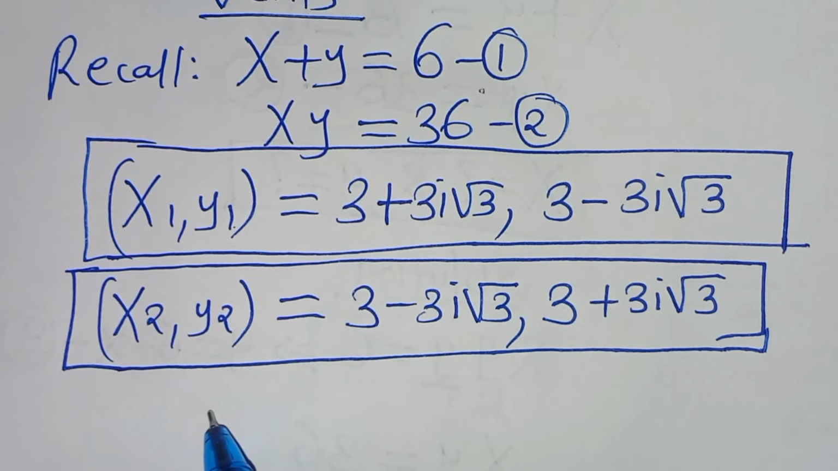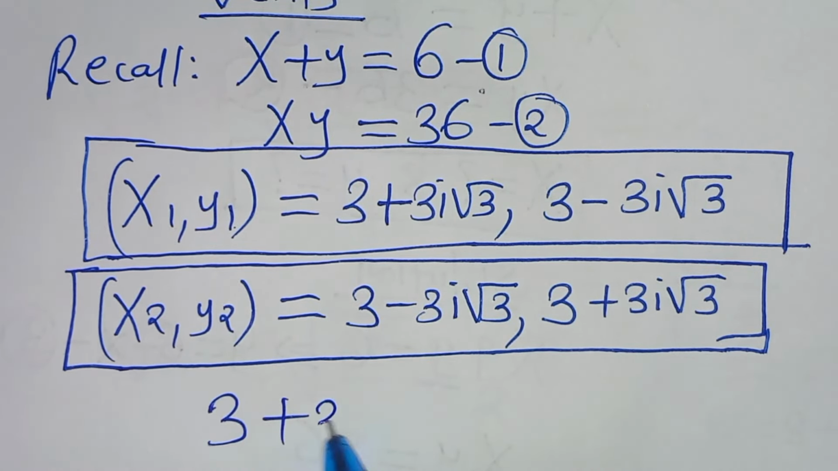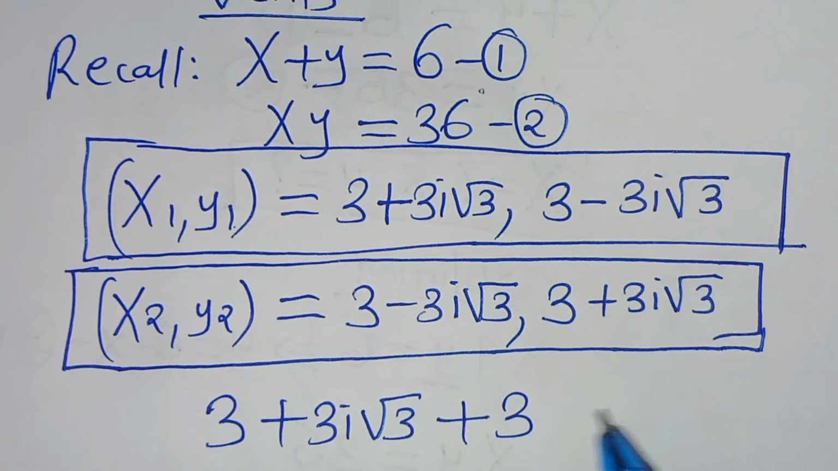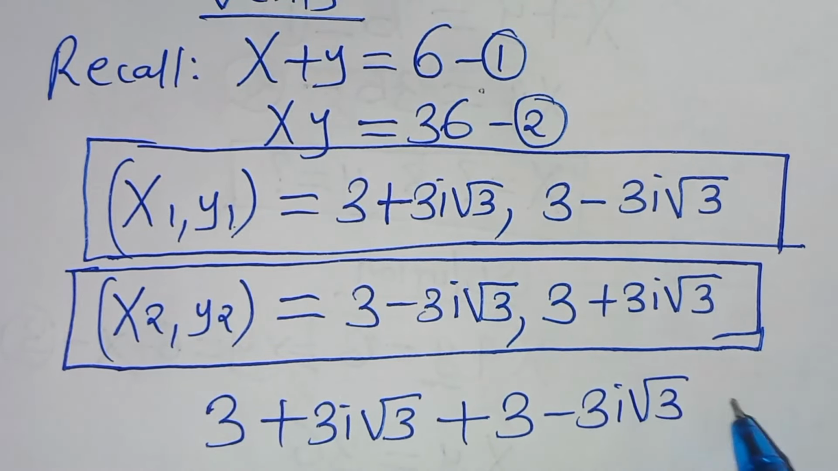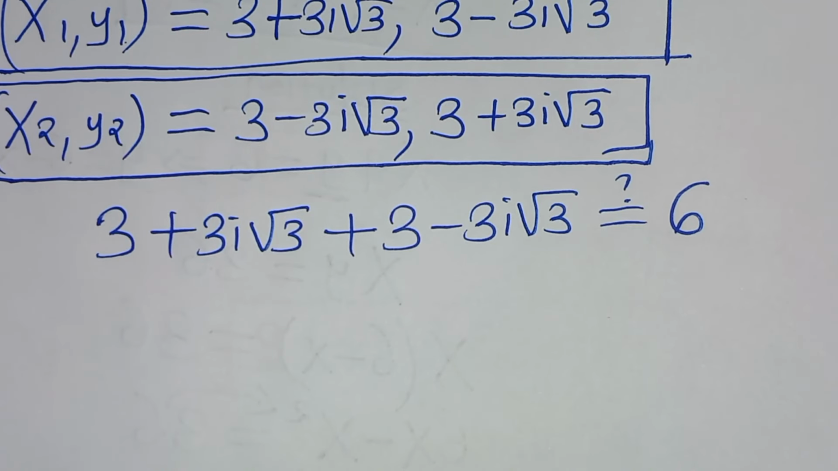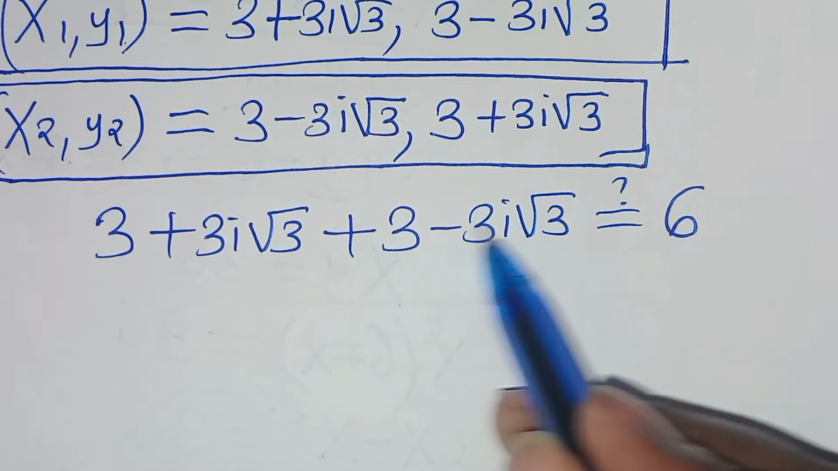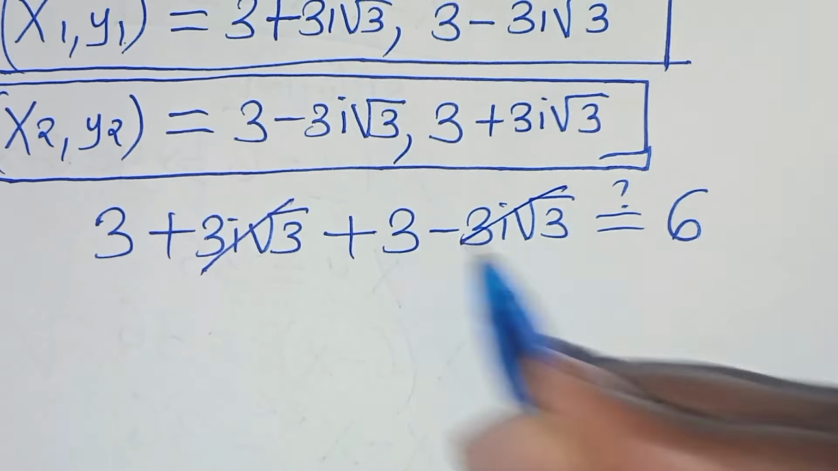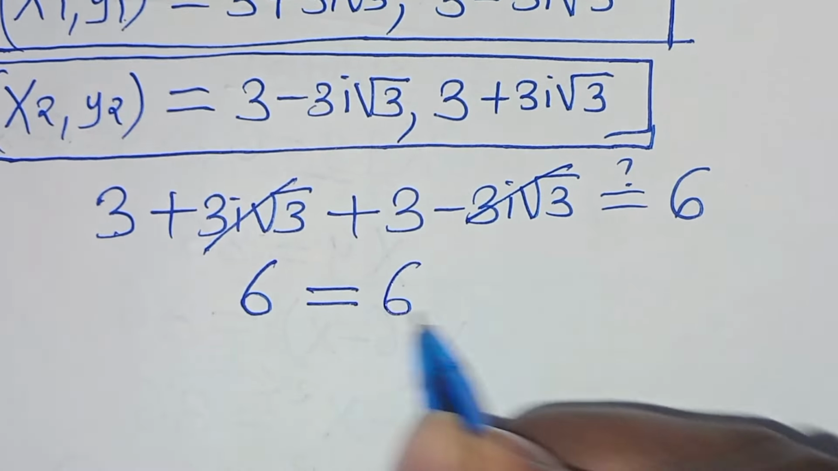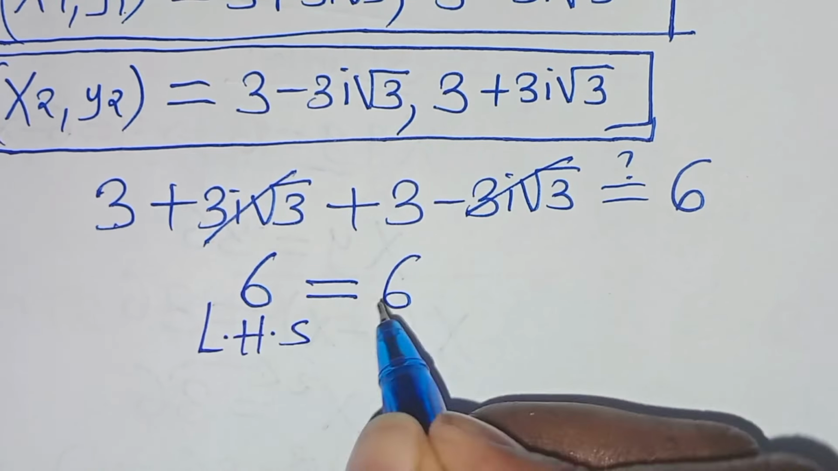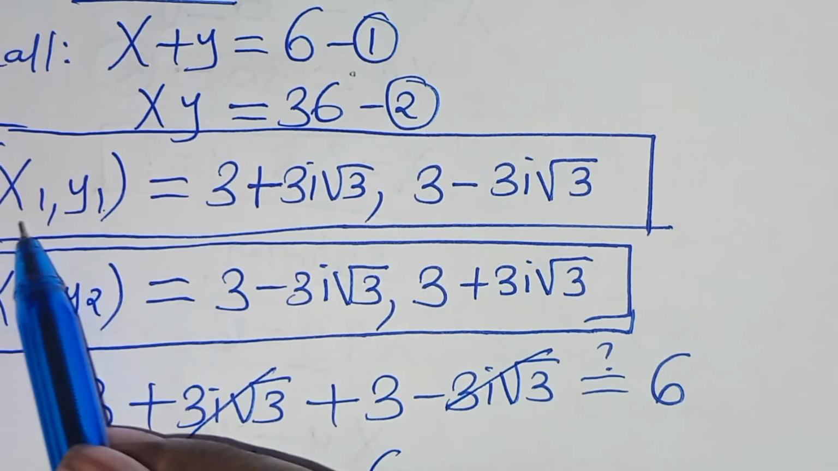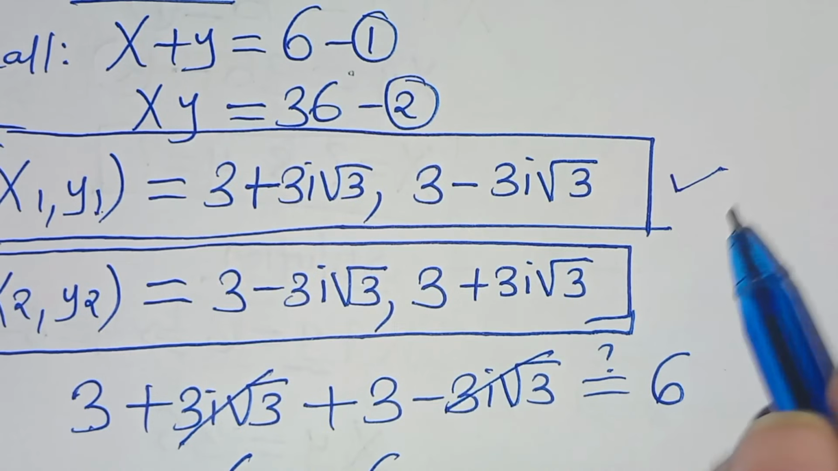Now, let's verify that x1, y1 satisfies the equation by using equation 1. So, equation 1, we have 3 plus 3i square root of 3, then plus 3 minus 3i square root of 3. This is supposed to give us a value of 6. Now, 3i square root of 3 minus 3i square root of 3, this simplifies so that we have 3 plus 3, this is equal to 6, which is equal to 6. So this implies that the left hand side is equal to the right hand side. And this verifies that x1, y1 satisfies the equation.